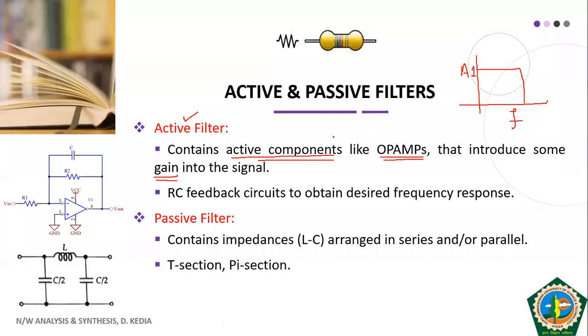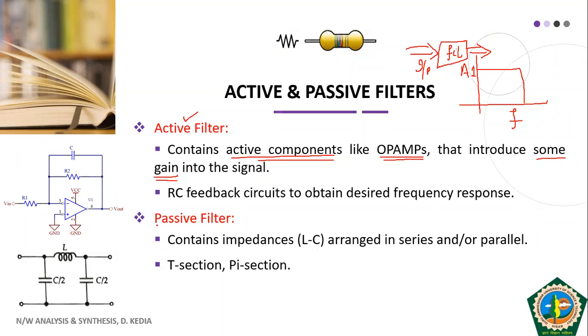Whatever input signal comes inside a filter, say this block is a filter, the filter is expected to pass that signal as it is. So there should not be attenuation in the pass band, and there should not be any amplification. That is the normal definition of a filter. Whereas your active filter will introduce some gain into the signal. So that is the difference in case of your active filter.